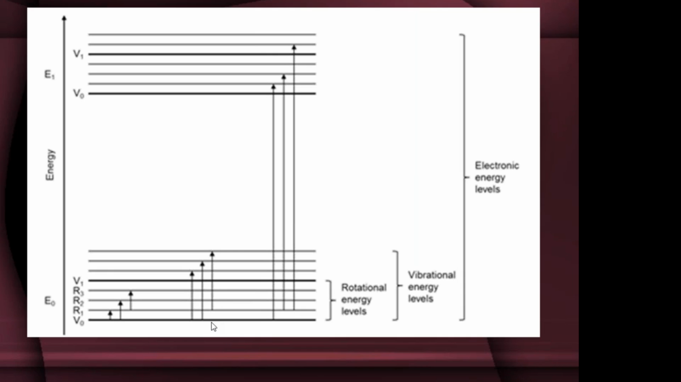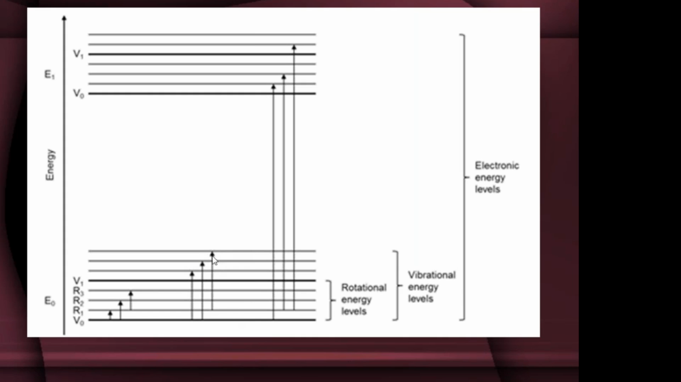On the other hand, if you see the second one, here you have a transition from V0 to V1R1, V0 to V1R2, and from here V0R1 to V1R3. All these involve vibrational transition because they're crossing into the next vibrational level from V0. They're not within V0. So they all involve vibrational transition.